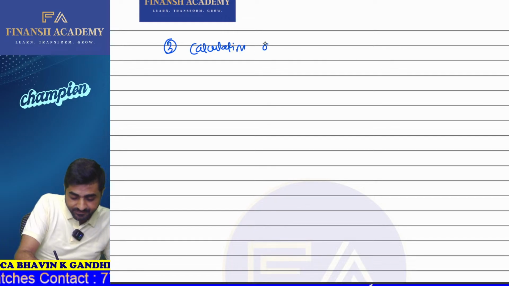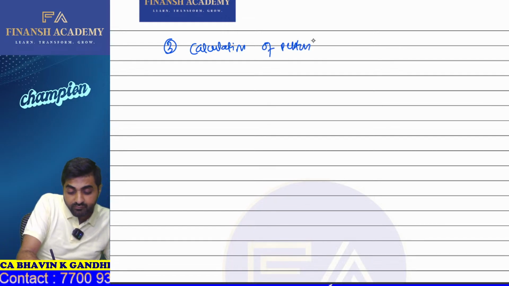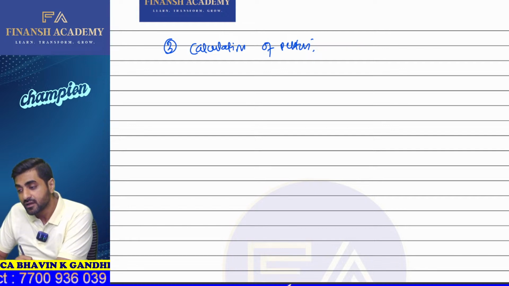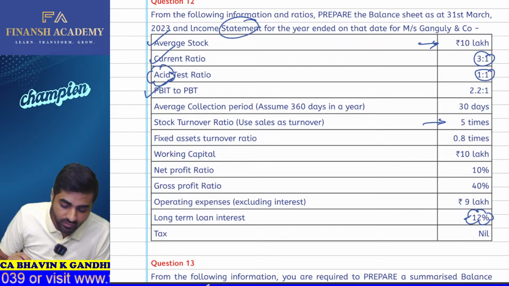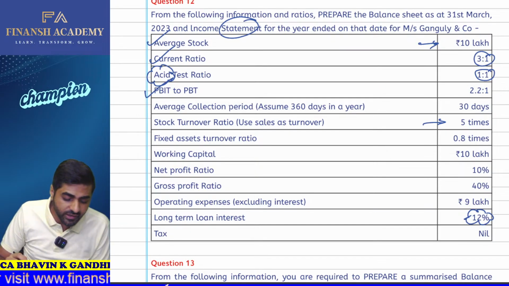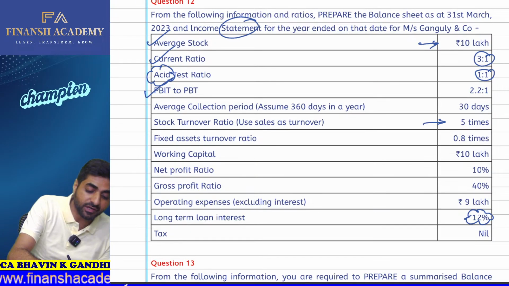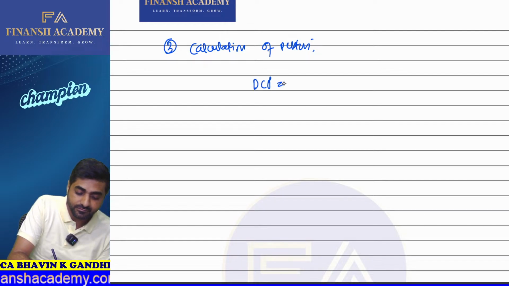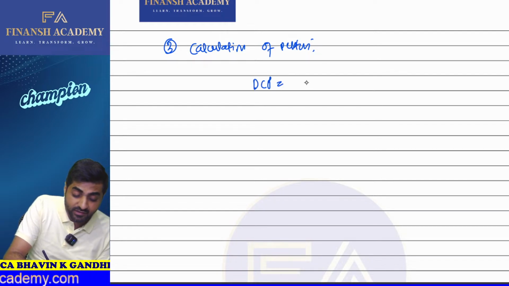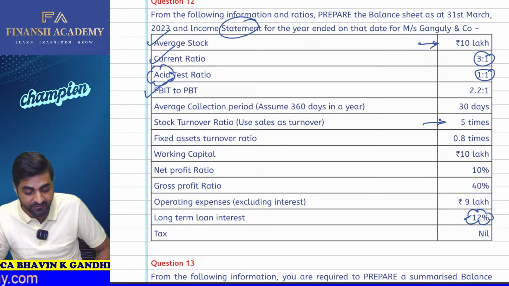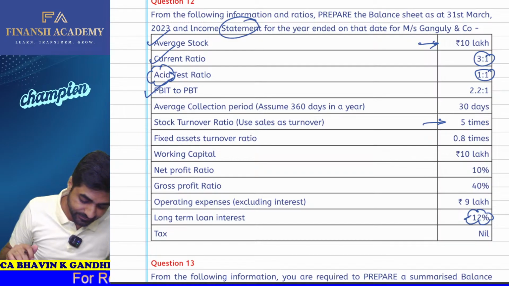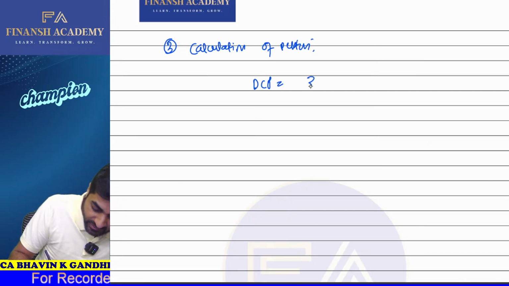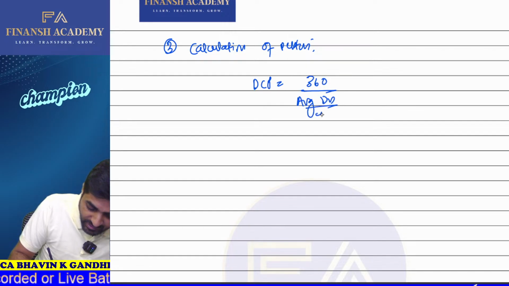Calculation of debtors. Now, what is your debt collection period formula? It is nothing but 365, or in this particular case, they have told you to assume 360. Divide that by average debtors upon credit sales.